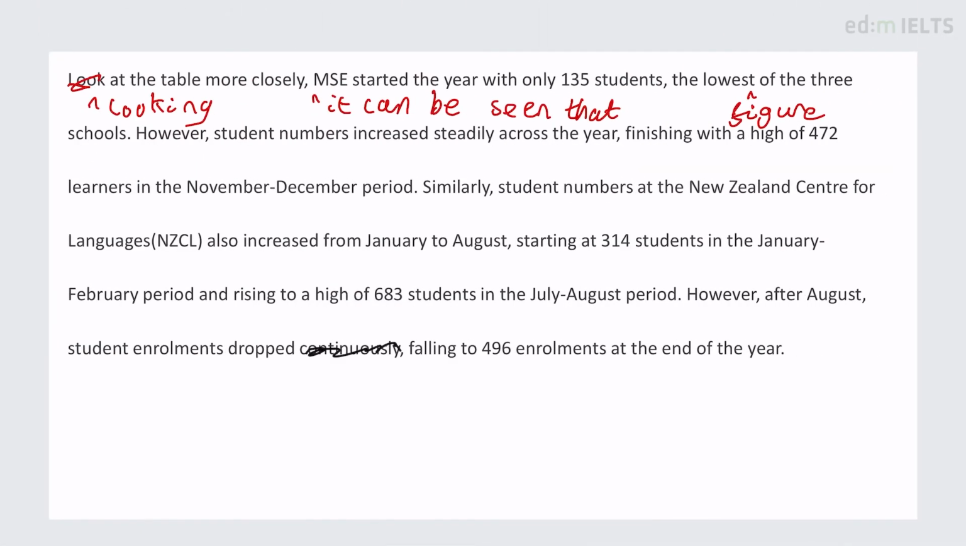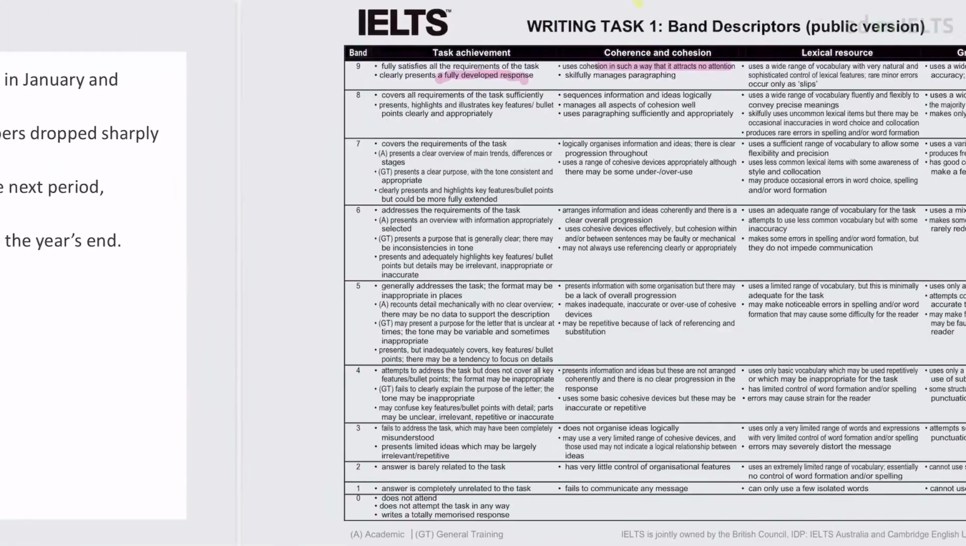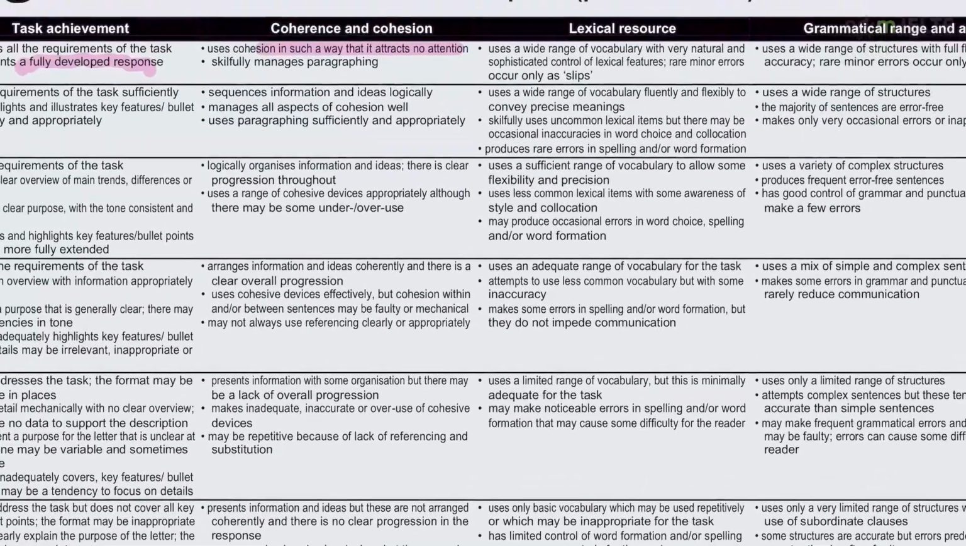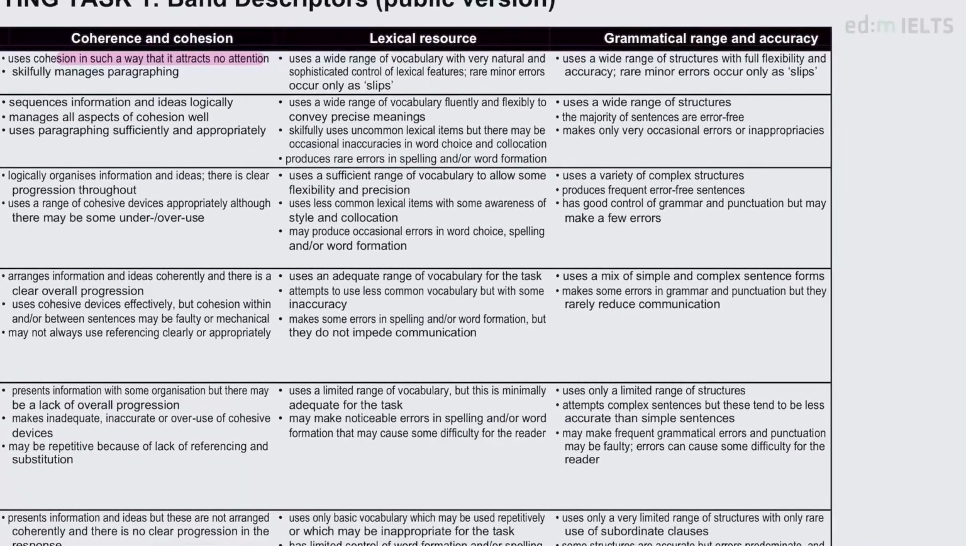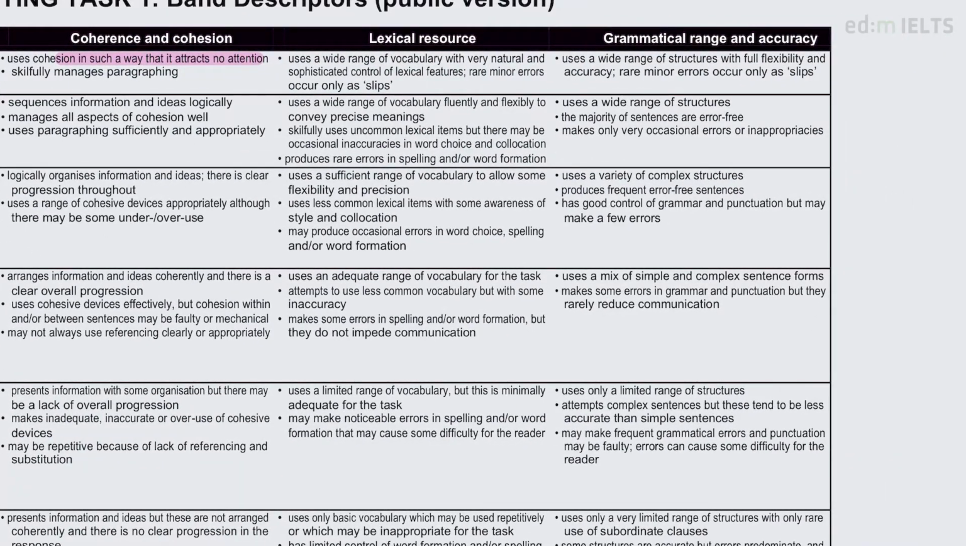And here, not look at the table, but looking at the table more closely. Just a couple of examples to show you why it's getting that 8 and not the 9. The 9, which would be a really excellent native-like essay by someone who understands what academic writing requires.